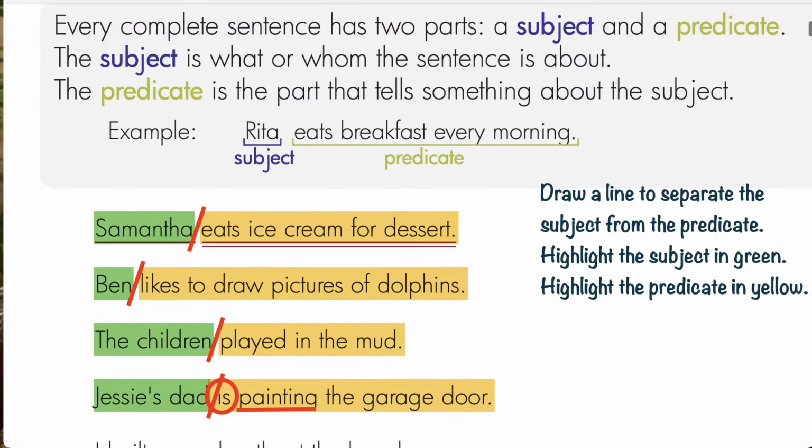Every complete sentence has two parts, a subject and a predicate. The subject is what or whom the sentence is about. The predicate is the part that tells something about the subject. These really are complete subjects or complete predicates is what they are. And these were my directions that I gave you. Draw a line to separate the subject from the predicate. Highlight the subject in green. Highlight the predicate in yellow.